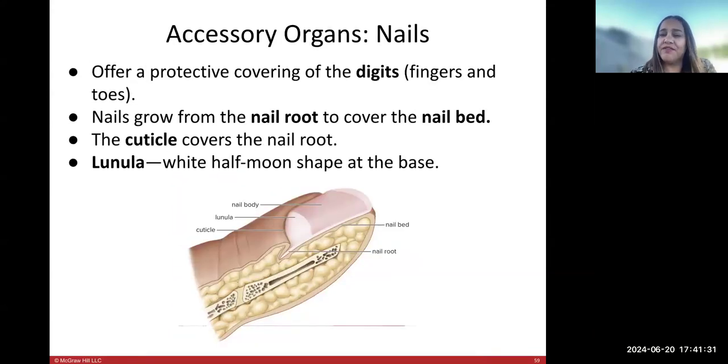Nails offer a protective covering of the digits, our fingers and toes. Nails grow from the nail root to the nail bed. The cuticle covers the nail root, and the lunula is the white half moon shape at the base.